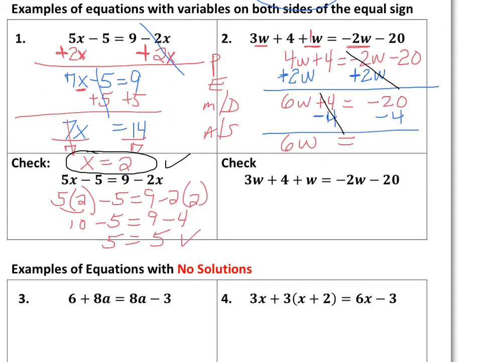Negative 20 minus 4, negative 24. And we're going to finally divide out that 6. And, of course, that reduces to 1. And we end up with a negative 4. Now, I'm going to ask you to check to see if negative 4 is the correct answer. So for your homework, I want you to check that answer and make sure we get true equality.